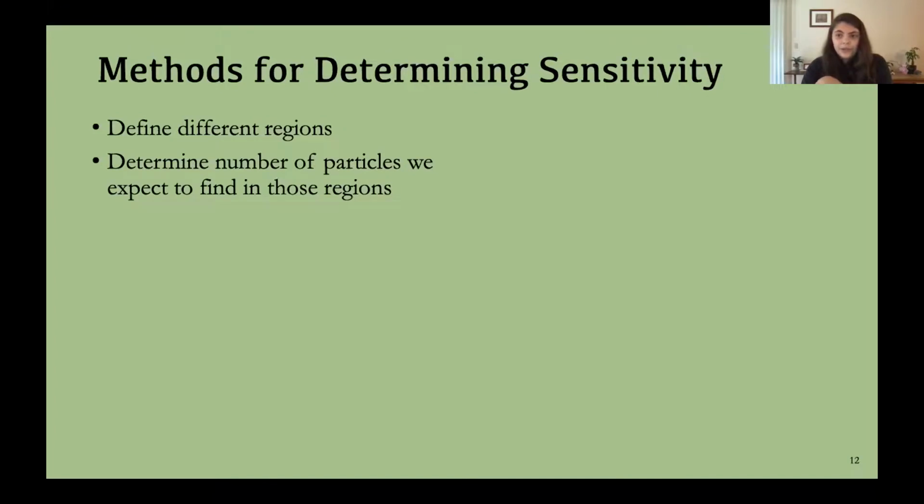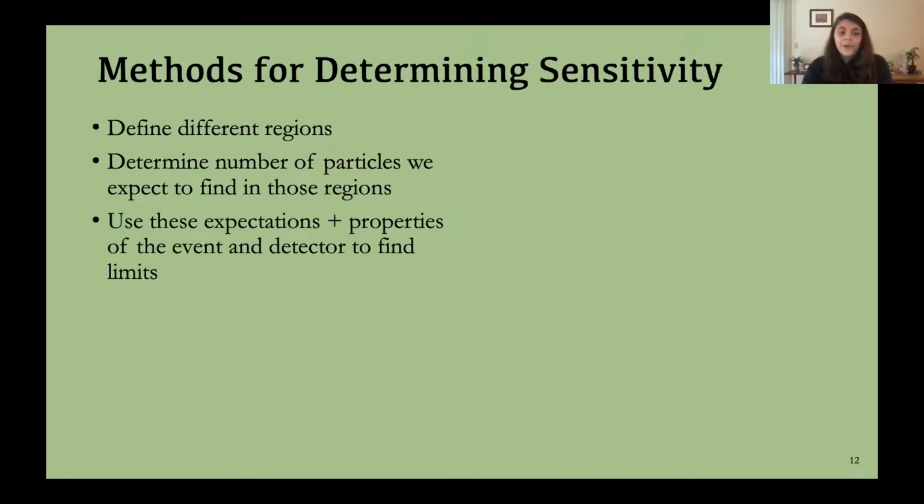Then with those different regions, we can find out how many particles fit that category. And from the number of total events that we've created, we can find out the fraction of events where we would expect to be able to find a dark photon. That gives us an acceptance value. Then we can use those expectations, the fractions that we get from there, as well as some properties of the event and of the detector, to find different limits on the sensitivity.